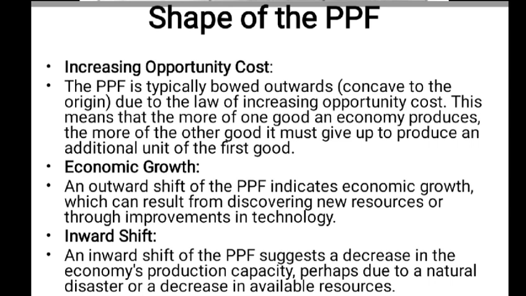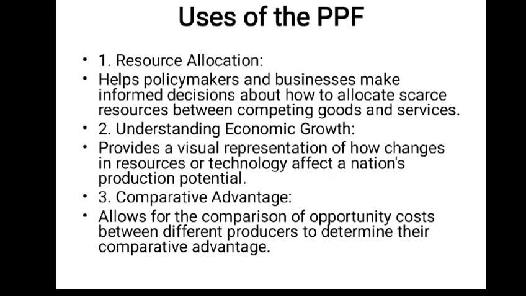Economic growth. The diagram also indicates economic growth, which can result from discovering new resources or through improvements in technology. It can also have an inward shift. Suppose the possibility curve shifts inward; an inward shift of the PPC suggests a decrease in the economy's production capacity, perhaps due to a natural disaster or a decrease in available resources.